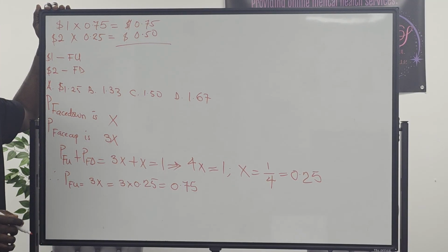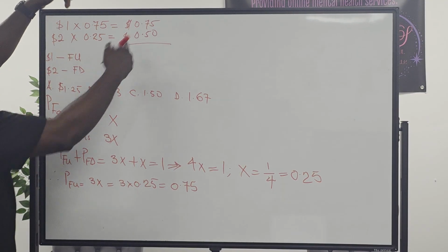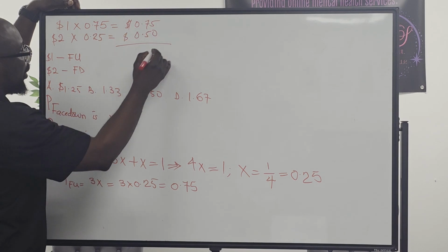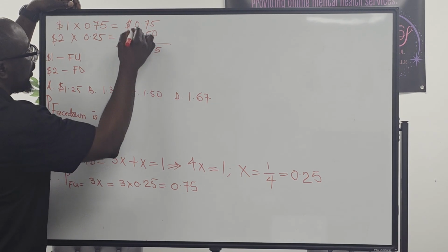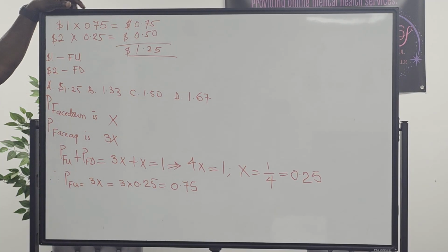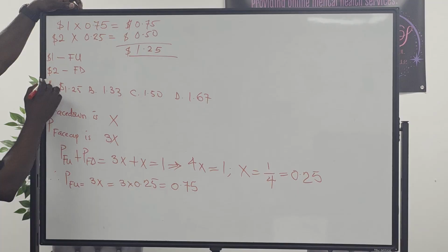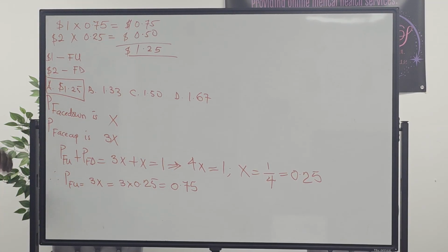So the final answer for this, according to the question, which says, what is the expected value of each toss of coin in this game? So the expected value for each toss will be these two right here, and this is 75 plus 50 is 125, and then you have 1. So the answer is $1.25. So that's option A. Option A, $1.25.